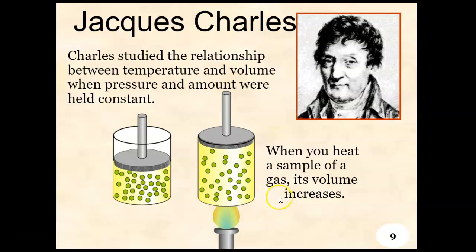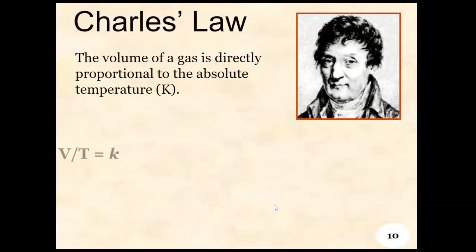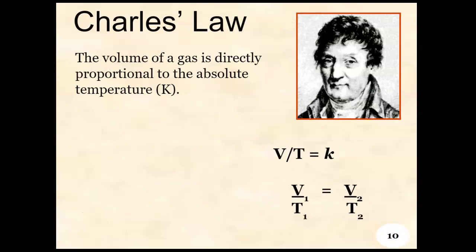So when you heat a sample of gas, its volume increases. Likewise, if you decrease the temperature, if you take some of that temperature away, it will decrease the volume. So this one is directly proportional to the absolute temperature. So it means it follows along. As one goes up, the other one goes up. As one goes down, the other one goes down.